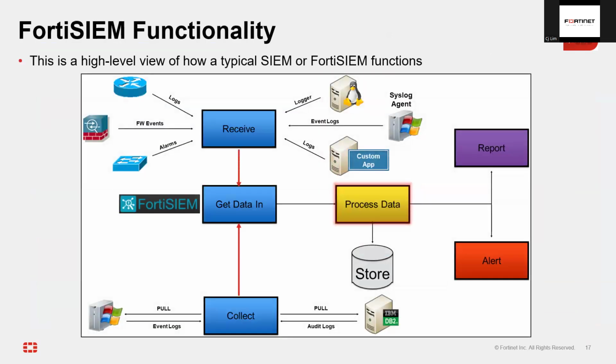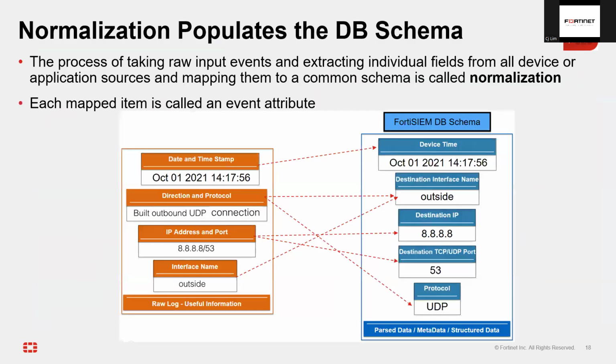This slide walks us through the background process of the FortiSIEM, like how it received the various logs and how the logs are processed. Here is an example of the process. The process of taking raw input, extract the information from the individual fields, and map them to what we call the FortiSIEM database schema.